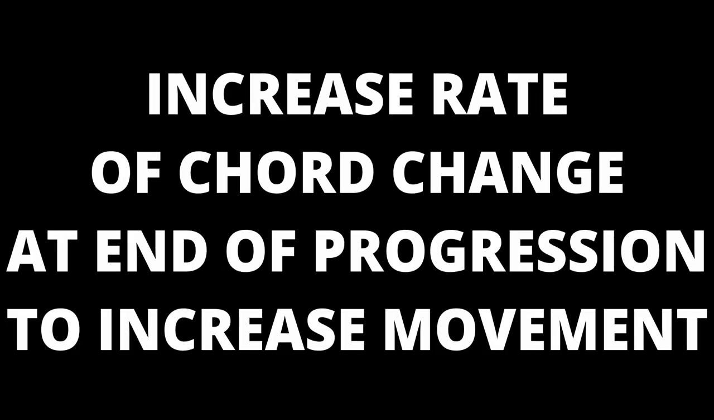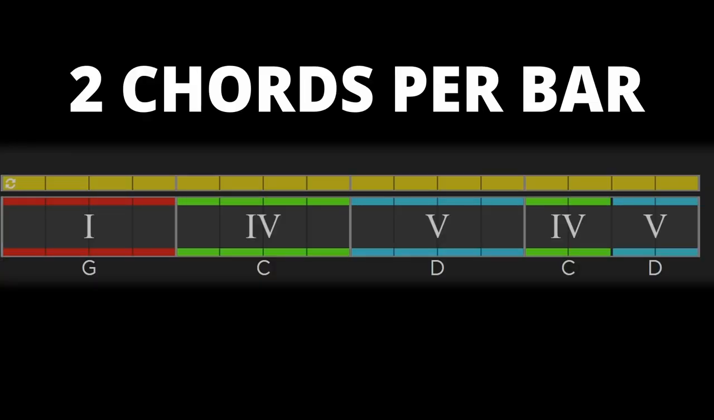There are many ways you can alter the chord change rate. Let's look at a few of them now. If we change the rate of chord change at the end of a sequence, it can create movement. For example, in bar 4, before we move back to the 1 chord, we change to the 2 chords in a bar.